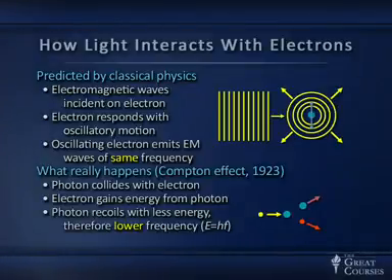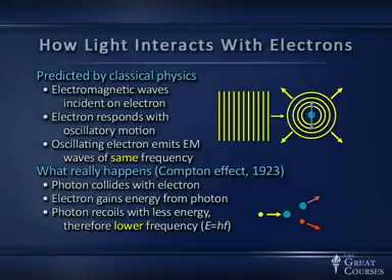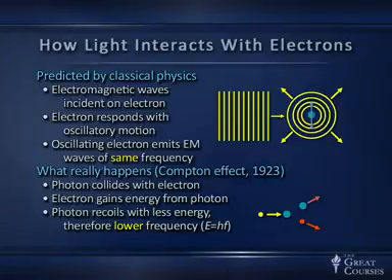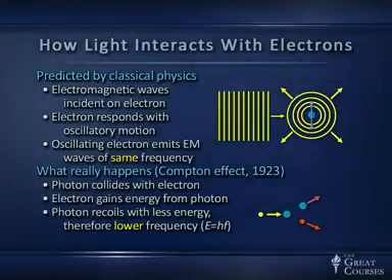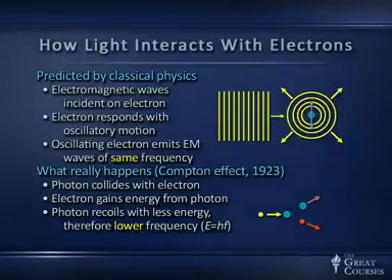And that means it has a lower frequency by E equals hf, and therefore it has a longer wavelength. So the fact that when you do one of these scattering experiments, you observe a longer wavelength coming out is a really good clue that the interaction between the light and the electron is particle-like rather than wave-like.